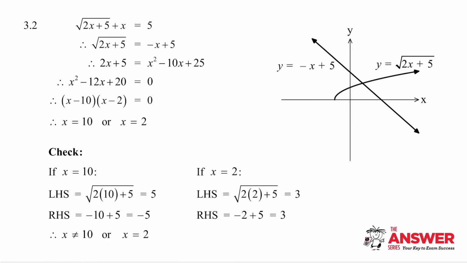In 3.2, first thing I do is take the x across, square both sides, set up the quadratic, and I get my values of x. If I check x equals 10, the two values are different, so I need to eliminate that. If I check x equals 2, the two values are the same, so x equals 2 is a solution. And again, there are the graphs for you to see.